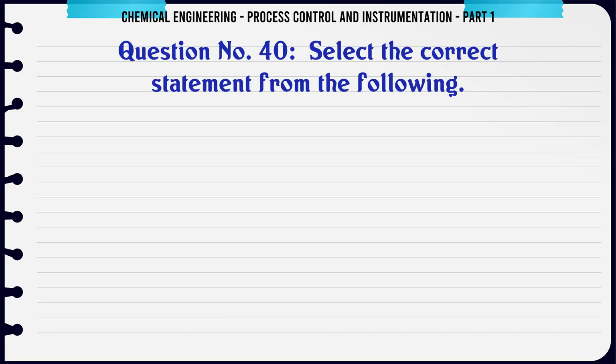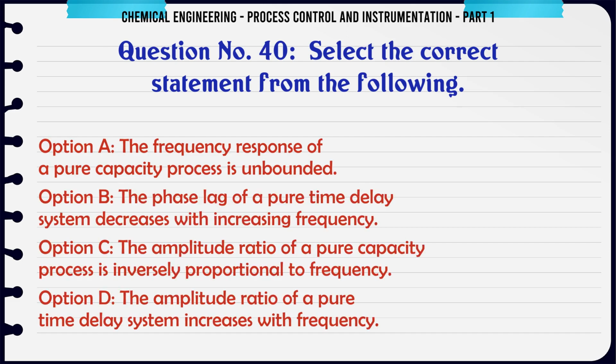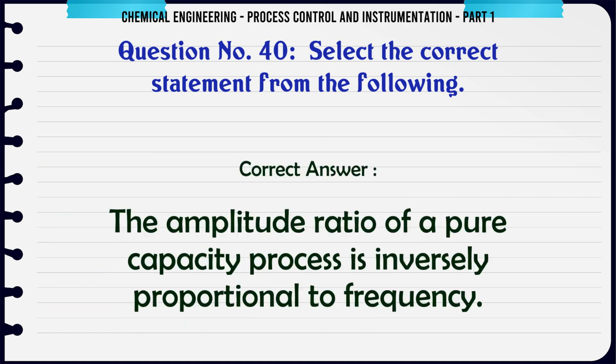Select the correct statement from the following. A. The frequency response of a pure capacity process is unbounded. B. The phase lag of a pure time delay system decreases with increasing frequency. C. The amplitude ratio of a pure capacity process is inversely proportional to frequency. D. The amplitude ratio of a pure time delay system increases with frequency. The correct answer is: the amplitude ratio of a pure capacity process is inversely proportional to frequency.